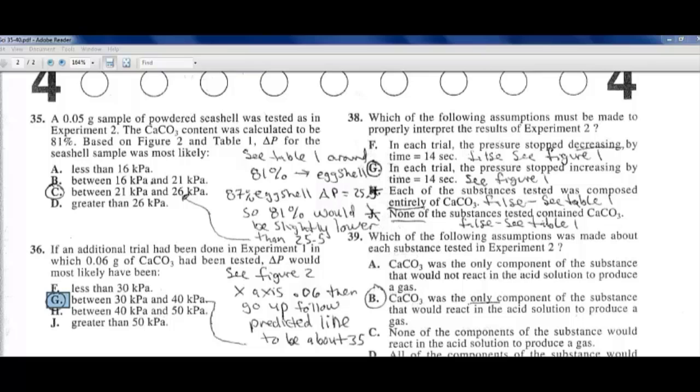Test 70A, Science, practice problem number 35. Number 35 reads, a 0.05 sample of powdered seashell was tested in experiment 2. The CaCO3 content was calculated to be 81% based on figure 2, and table 1. Delta P for the seashell sample would be what? First thing you want to do here is go up to table 1 and look for 81% and see what is close to that.